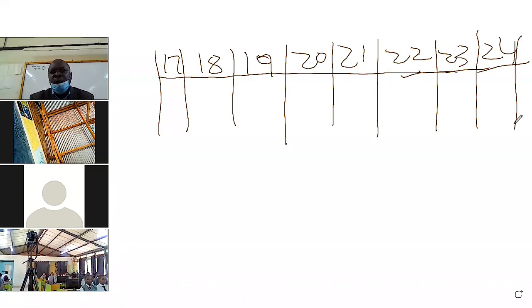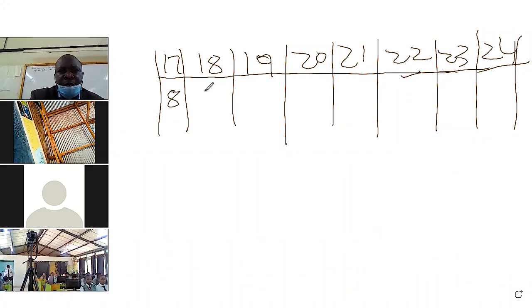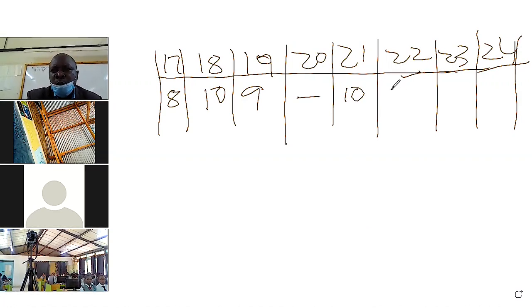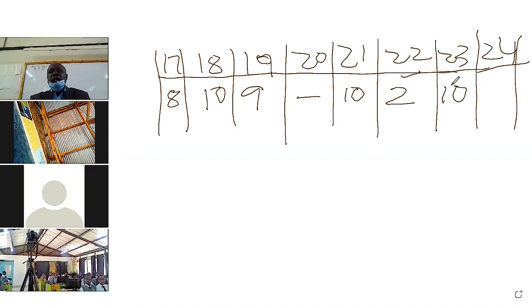But if you do more than 5, for example, you did number 17, you got 8. You did number 18, you got 10. You did number 19, you got 9. Number 20 you didn't do. You do number 21, you score 10. And then you do number 22, you score 2. Those are 5. And then you go ahead and do number 23 and you score 10. Those are already 6.